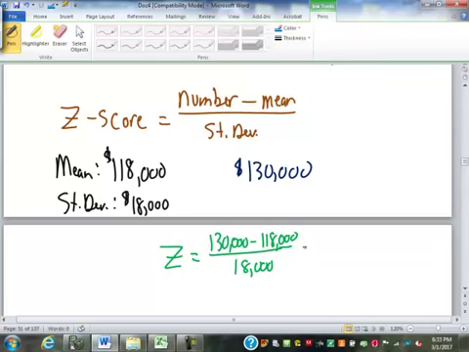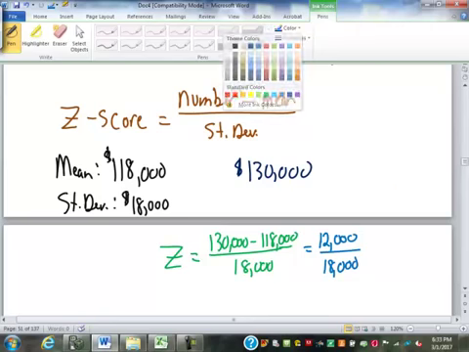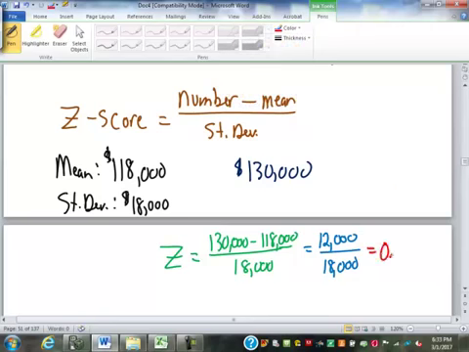So the first thing we do here is we'd subtract. The 130 minus the 118 is 12,000. Then we divide by that standard deviation of 18,000. 12 divided by 18 is 0.667, or 2/3. So what that is telling us is the 130,000 that's positive here is 2/3 of a standard deviation above the mean. So it's less than one standard deviation above the mean.